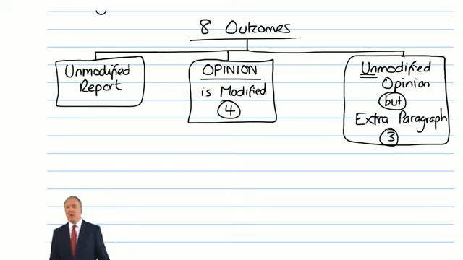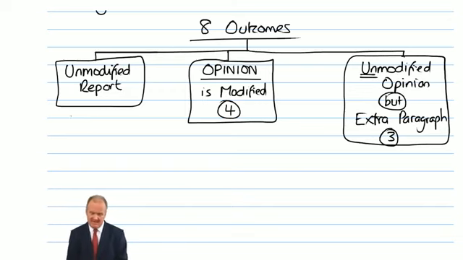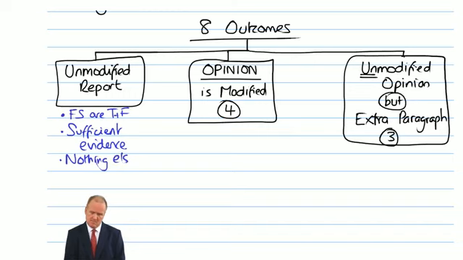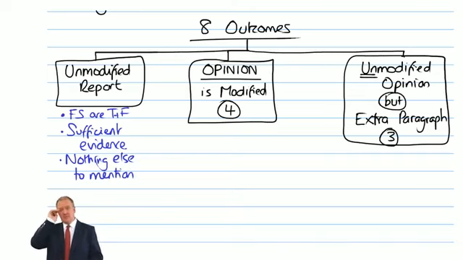So if we have an unmodified report, what does that mean? It means the financial statements are true and fair. Sufficient audit evidence has been collected. And there are no other issues that the auditor feels needs to be mentioned.